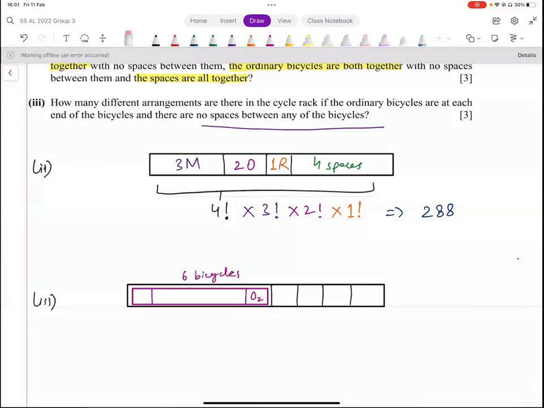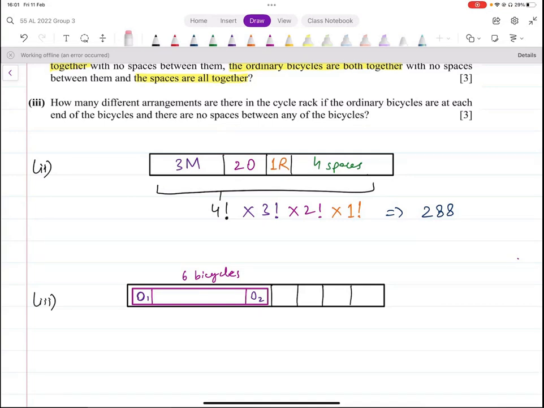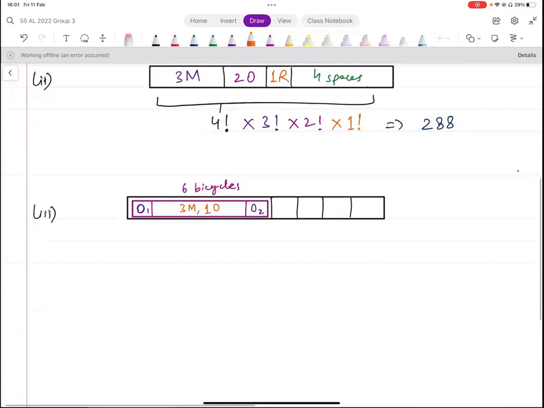Ordinary bicycles should be at the ends here. Let's call this O1. Let's call this O2. अच्छा, और क्या restriction है? If the ordinary bicycle is at each end of the bicycle, no. Yeah. So these are the only restrictions that we have. Now, what do we have left inside? बाकी क्या रह गया हमारे पास? We are left with 3 mountain bicycles. वो रहती हैं. And 1 ordinary bicycle. ठीक है. अब ये arrange करना है.